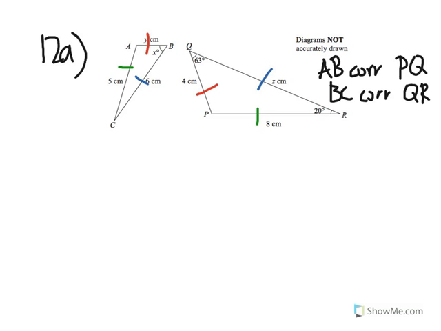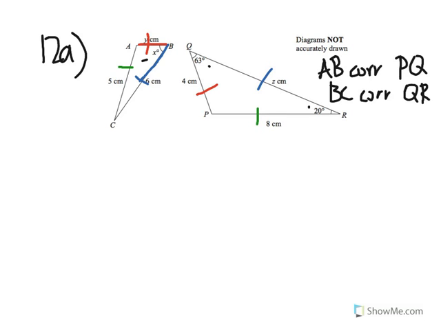So now that we have that settled, they're asking us in 12A to find the angle X. Now first of all, you got to look at the angle X. It's right here, right? It could either be 20, it could either be 63. Now we got to figure out which one it is. Now angle X is where AB, the blue side, and the red side meet.